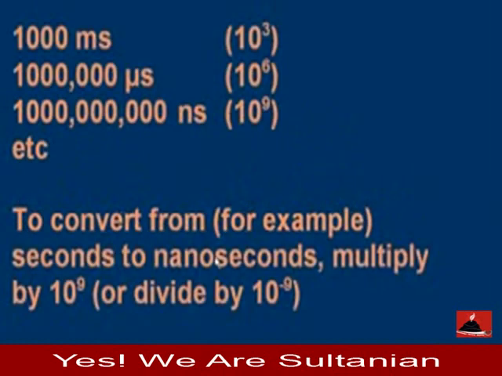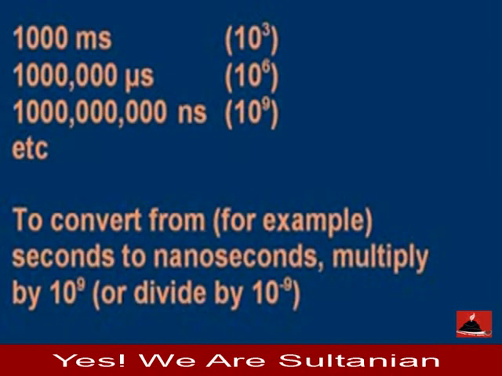Let's just look at it the other way around. Let's see how many milliseconds there are in 1 second. Well, I hope you realise 1,000 milliseconds is 1 second, because a millisecond is 1,000th of a second. There are a million microseconds in a second. There's 1,000 million nanoseconds in a second. So all we have to do, if we want to convert from, for example, seconds to, for example, nanoseconds, is multiply by 10 to the 9, because that's the number of nanoseconds in 1 second. Multiplying by 10 to the 9 is the same as dividing by 10 to the minus 9.